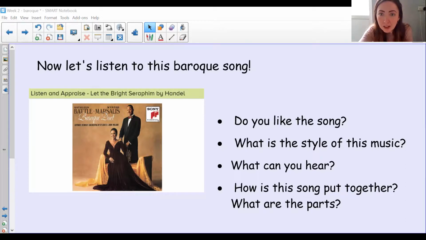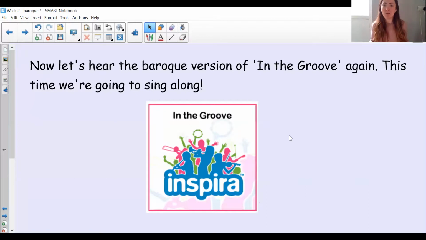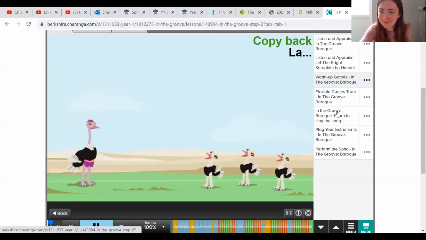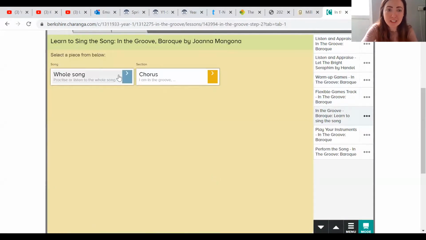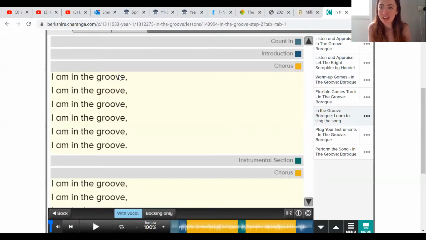So let me just go back and find out what we're doing next. So now we're going to hear the Baroque version of In the Groove again, but this time we're going to sing along to it. Okay, so we're going to have the lyrics up on the screen again, but because we're singing the same song each week, and those lyrics are really repetitive, it's just I am in the groove in the chorus of the song. Okay, are you ready? Remember to have a go at finding the pulse and singing along.